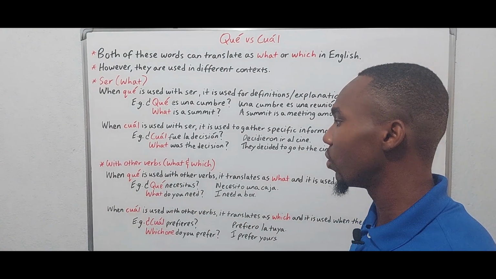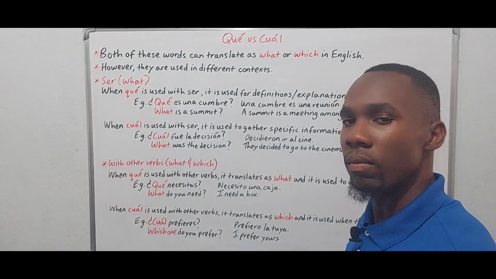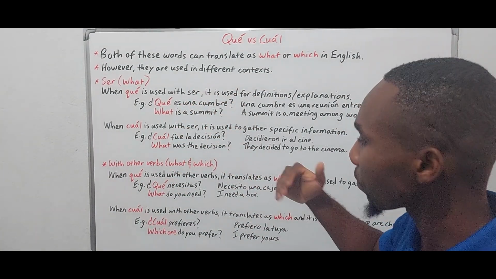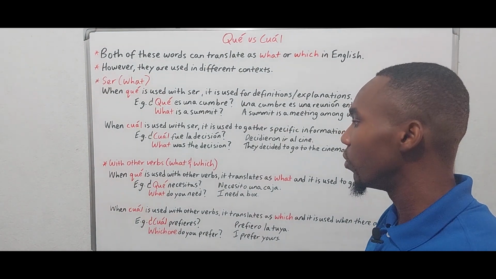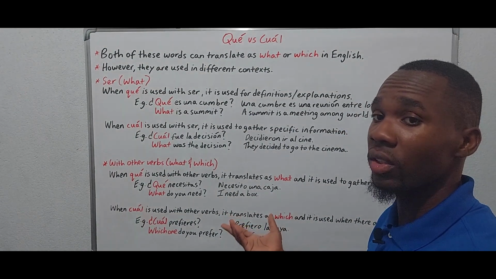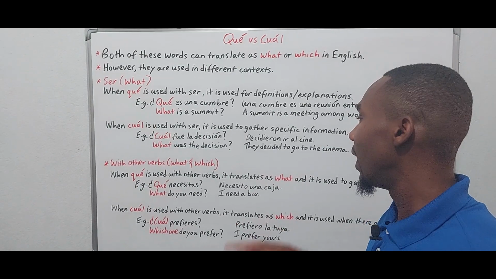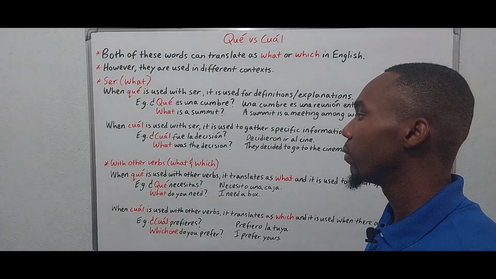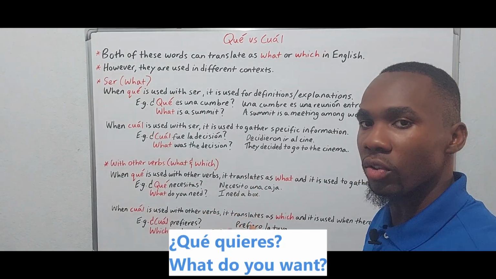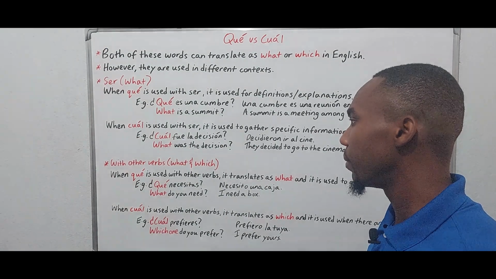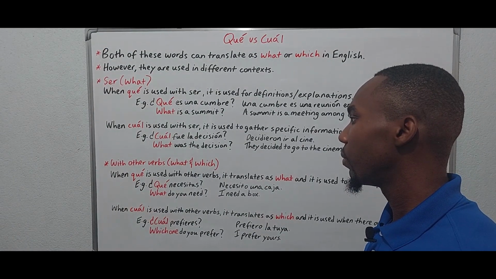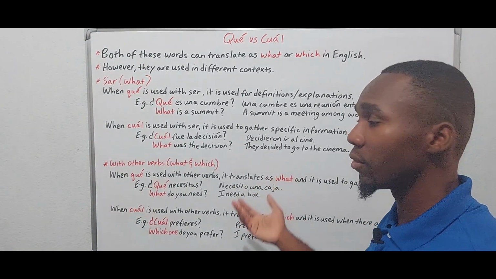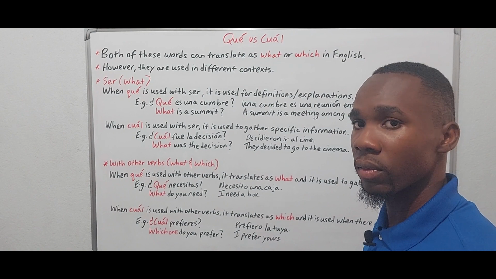So, ¿qué necesitas? What do you need? And of course, other verbs apart from ser. ¿Qué necesitas? What do you need? In order to answer that question, I have to provide specific details. Necesito una caja. I need a box. ¿Qué quieres? What do you want? So anytime we want to use que with another verb, it will translate as what.